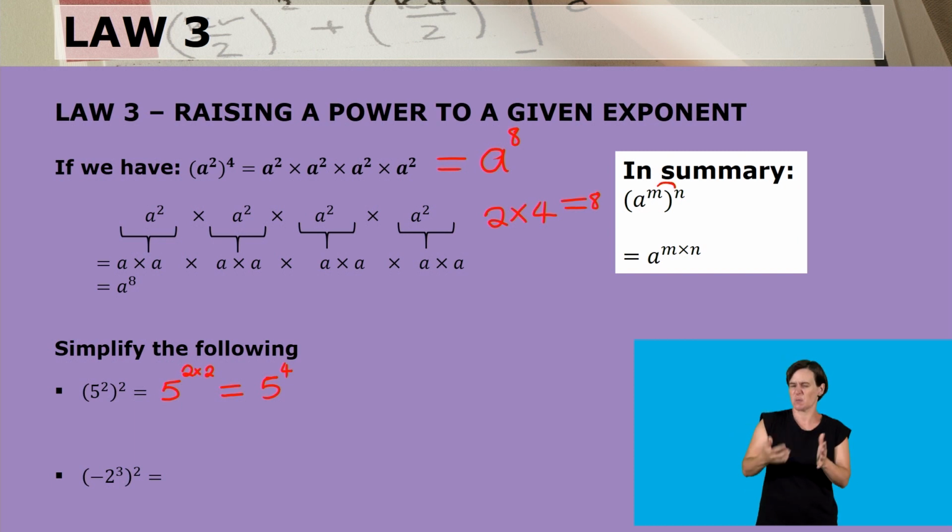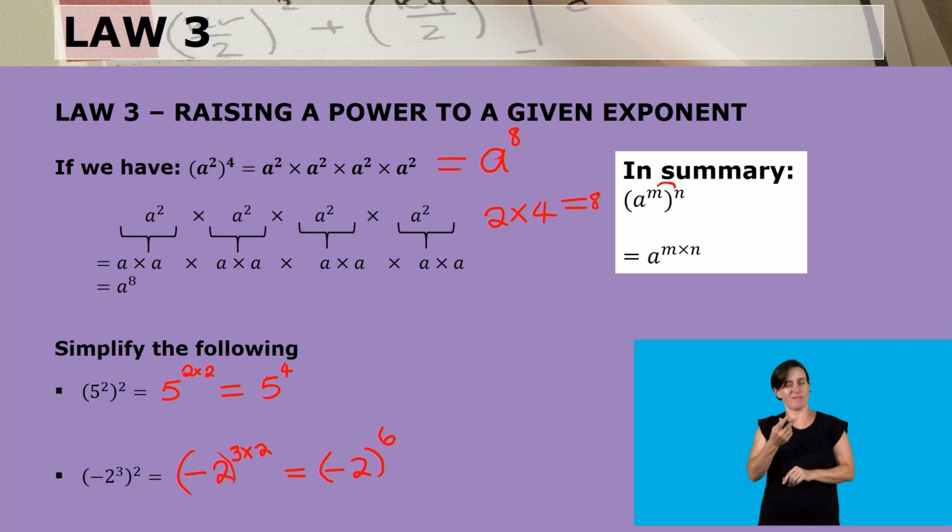What about this next one here? We have a negative 2, and we are going to raise it to an exponent of 3, and we are going to multiply that by 2. Now, what answer will this give us? This is going to give us, of course, a negative 2, and that exponent there is going to be a 6, because we know that 3 multiplied by 2 is equal to 6, using our summary of this third law.